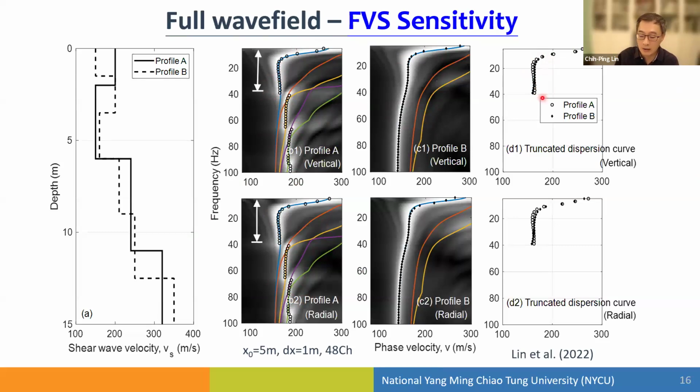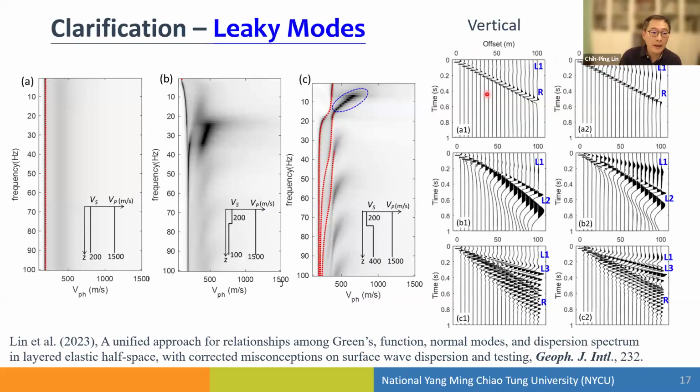So the FVS provides a much stronger constraint than the normal mode or fundamental mode. Also, we have clarified quite a few misunderstandings. There's the leaky mode, and there are several conditions.